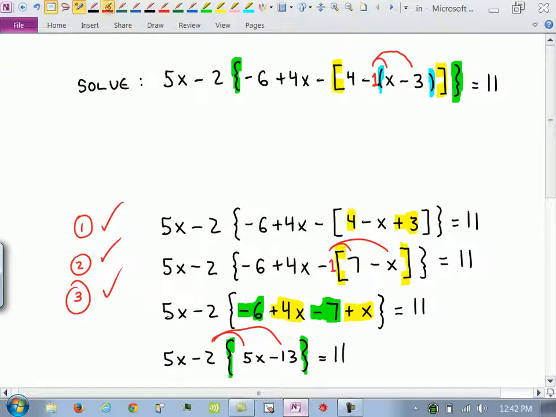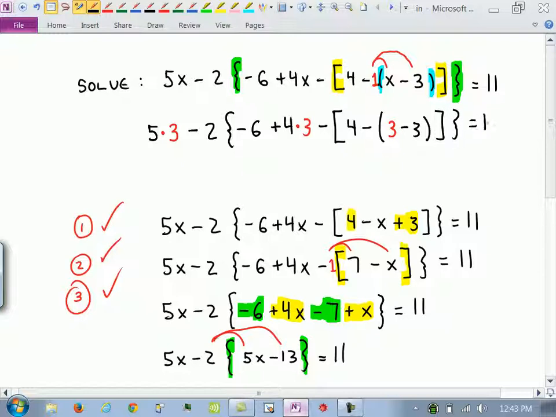Okay, what I'm going to do is rewrite the problem. Everywhere I see an x, I'm going to replace it with what? 3. So here's, what is that operation between those? Multiplication, right? So 5 times 3 minus 2, brace, negative 6 plus 4, and then that's times 3. And then minus bracket 4. It was just minus parentheses. The x was a 3 minus 3, close, close, close, equals 11. So that's just replacing all my x's with 3's.